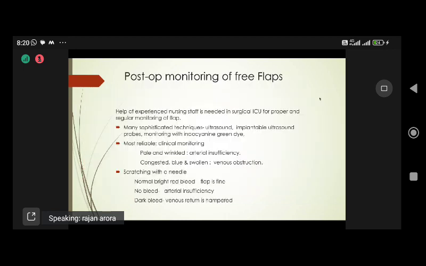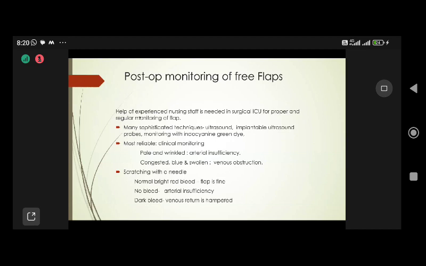Now the post-op monitoring of free flaps. Help of experienced nursing staff is needed in the surgical ICU for proper and regular monitoring of the flap. Many sophisticated techniques like ultrasound, implantable ultrasound probes, and monitoring with indocyanine green dye are available, but the most reliable is clinical monitoring. If the flap is pale and wrinkled, that means arterial insufficiency is there. If congested, blue and swollen, there may be obstruction of venous return.